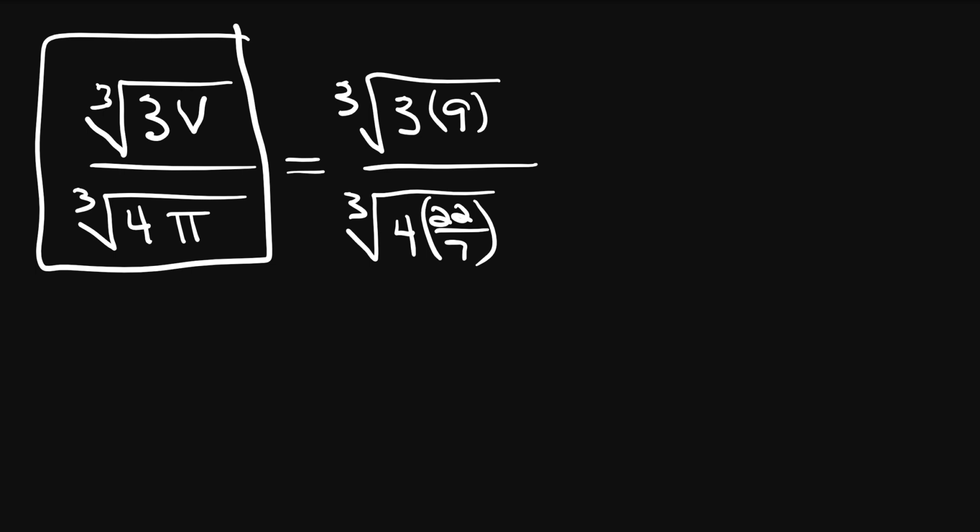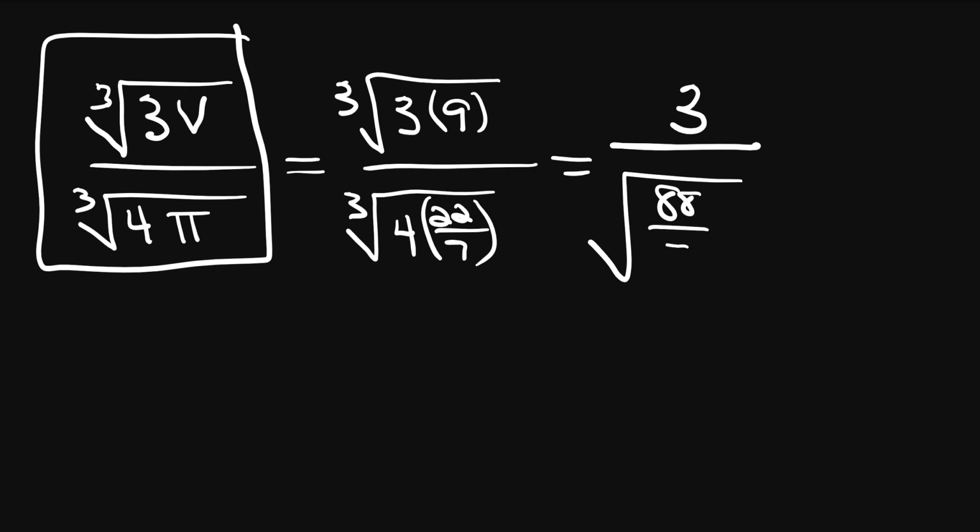So if I continue on with this, this will look like the cube root of 3 times 9, which is 27, and the cube root of 27 is 3. So my numerator here is going to be 3, and it's going to be over this cube root here, which is going to be 88 over 7. And that's the cube root. Put my index there of 3.